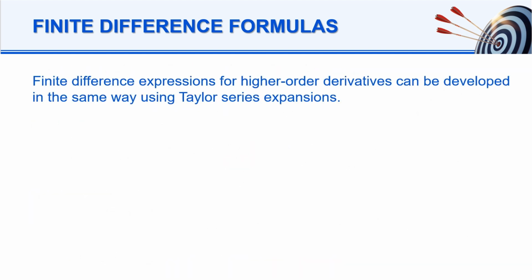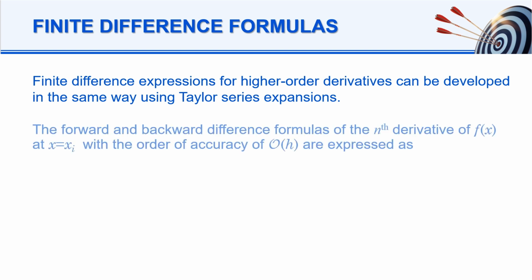Finite difference expressions for higher-order derivatives can be developed in the same way using Taylor series expansions. The forward and backward difference formulas of the nth derivative of f(x) at x equals xi with the first order of accuracy are expressed as follows.